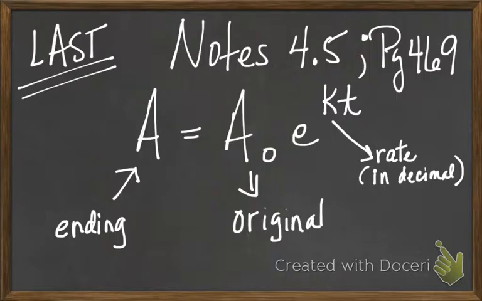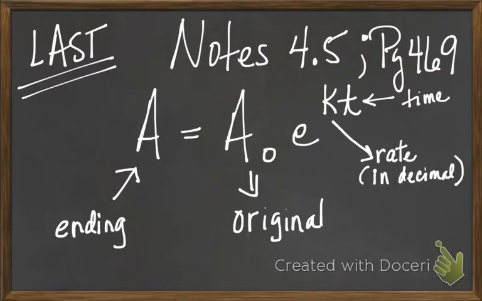So let's say your rate of increase was 7%. Then that K would already be 0.07. Okay, it's your rate already in decimal form, and y'all bet y'all can guess what T stands for, because T always stands for this. Time. Okay, so this formula is used for everything in this section.